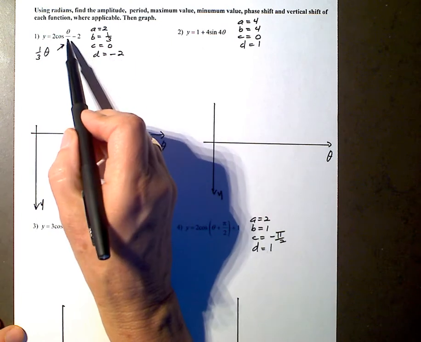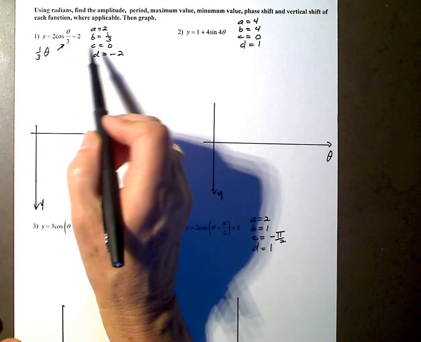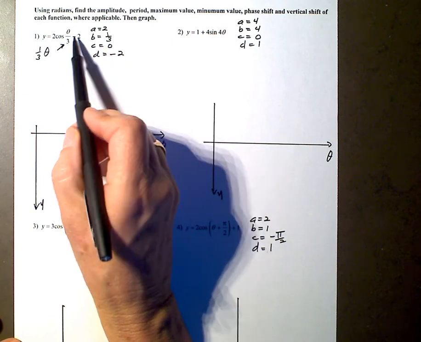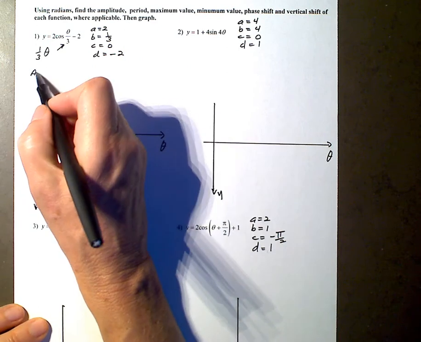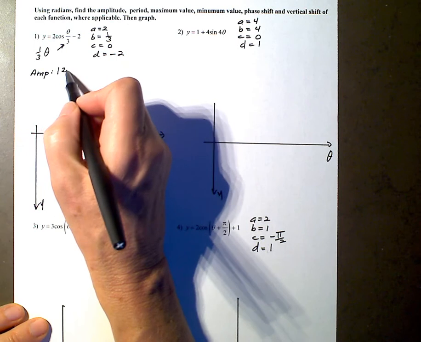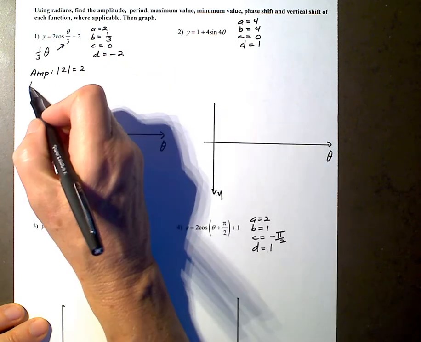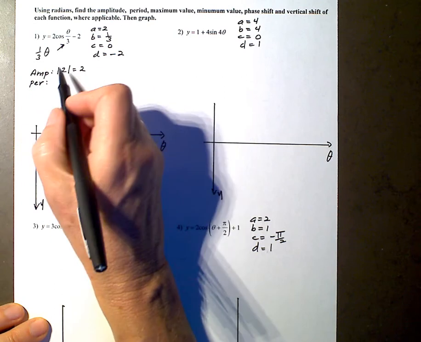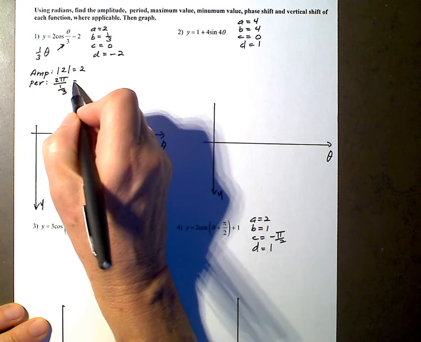There's no modification to C here inside the parentheses, so C is 0, but I do have a vertical shift downward of 2. So the amplitude of this function is the absolute value of A, which is 2. The period of the function is 2 pi over B, or 2 pi over 1/3, which is 6 pi.